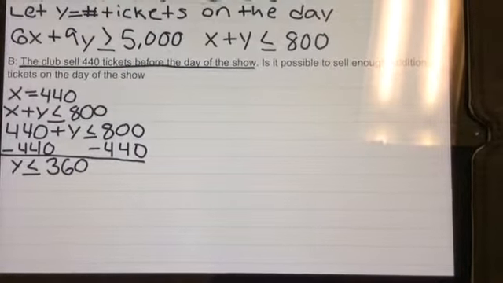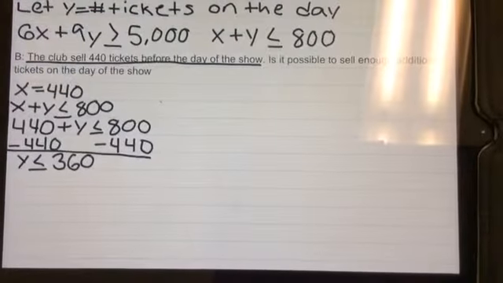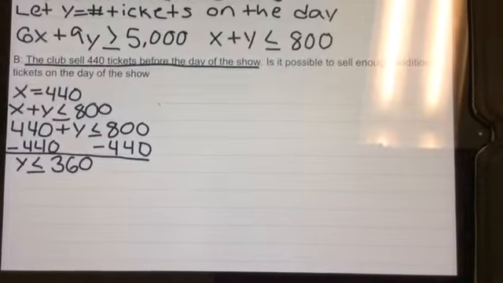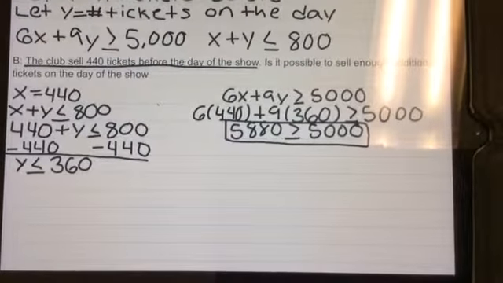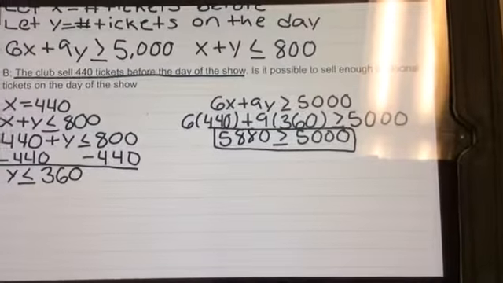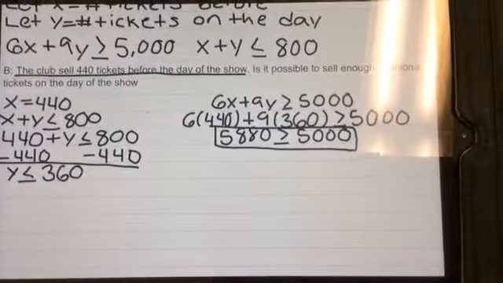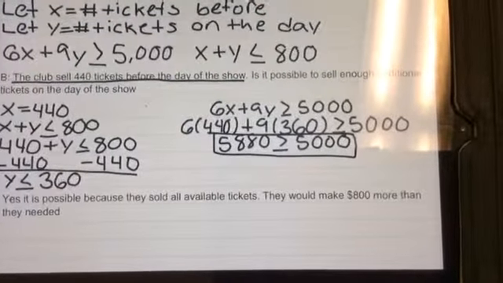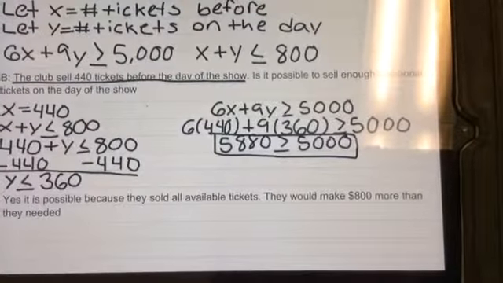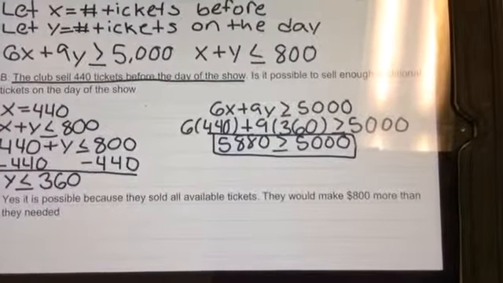Now plug in what you got for y and x in the first inequality. After you solve, your answer should be 5,880 is greater than or equal to 5,000. To write your answer, you would put, yes, it is possible because they sold all available tickets. They would make $880 more than they needed.